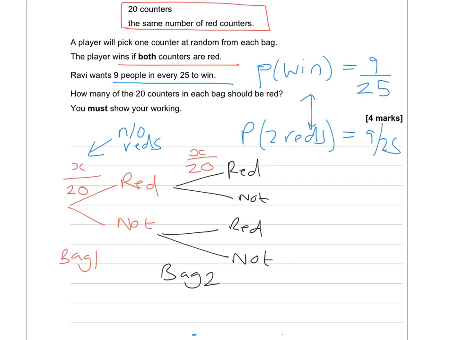We're not filling in the rest of the tree diagram because we're not really interested in anything else that actually happens. We're just interested in the situation in which we win, which is x over 20 and x over 20, red, red.